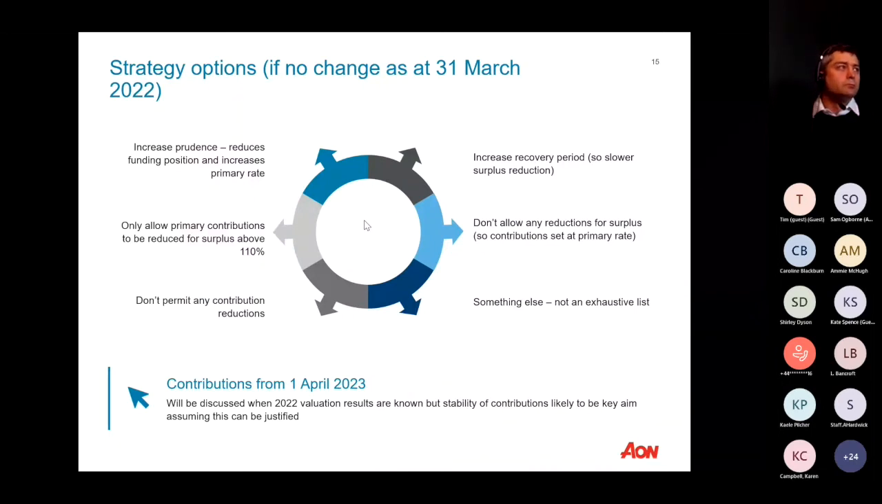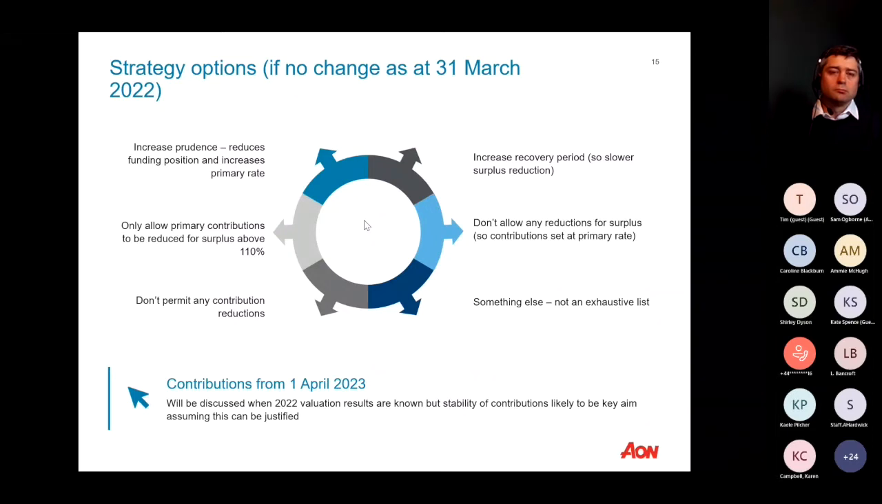We could, as some funds certainly did at the 2019 valuation, just say, as a matter of principle, we're not going to reduce contributions. As Eric's indicated, the primary rate, the cost of benefits being accrued in future, is going up. So let's just keep contributions where they are. There are other potential approaches that we've summarised on this slide.